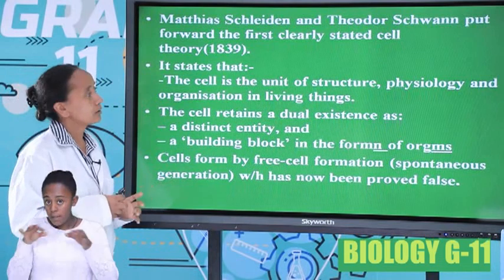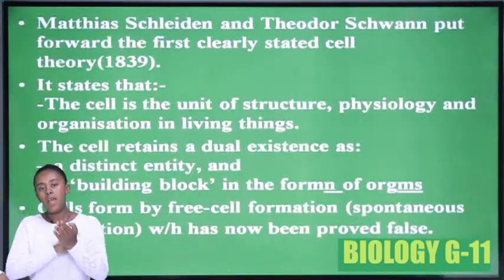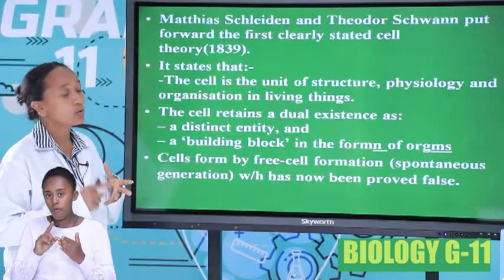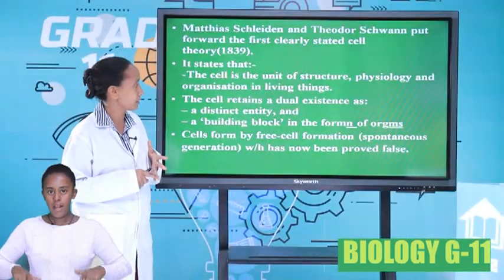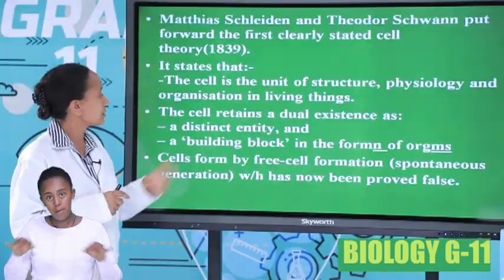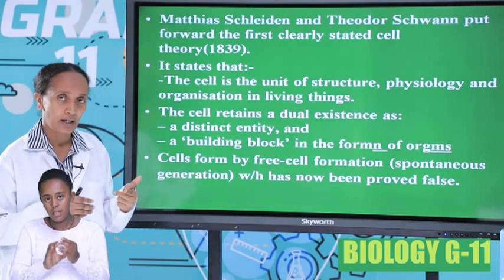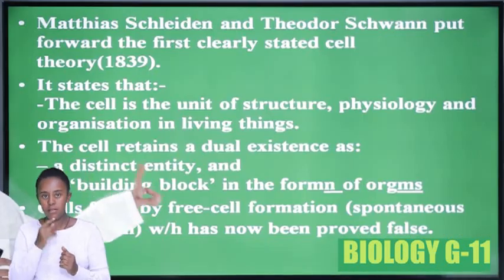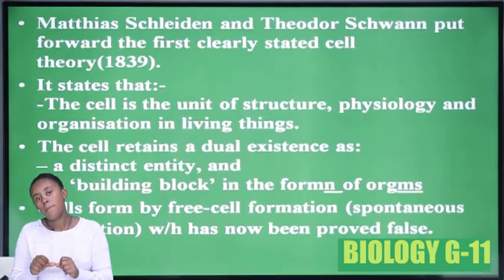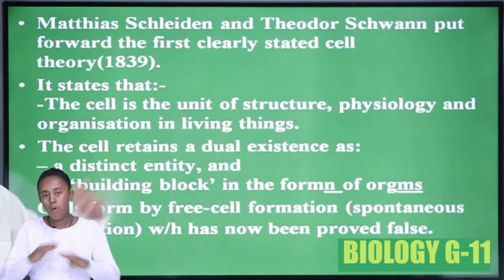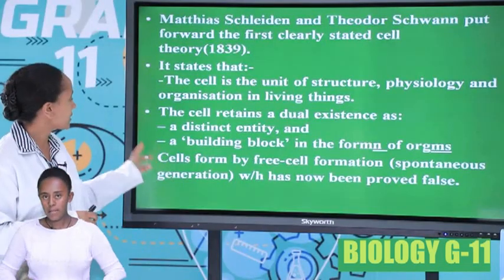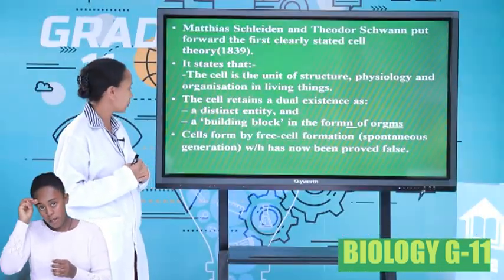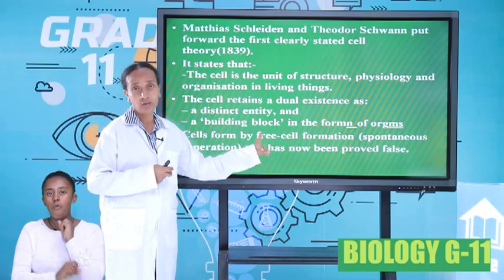The first statement of the cell theory is that the cell is the unit of structure, physiology, and organization in living organisms. The second statement says the cell retains a dual existence, which means the cell can exist as a distinct entity or as a building block in the formation of organisms. And the third statement of the cell theory of Theodor Schwann and Matthias Schleiden was that cells form by free cell formation.